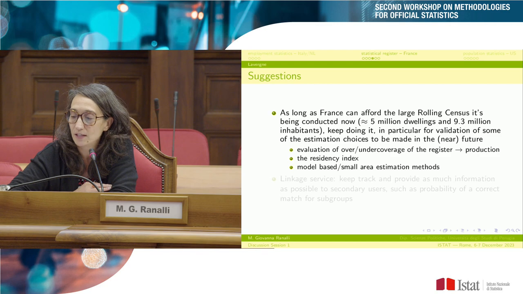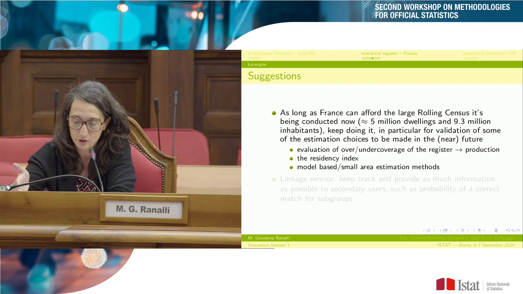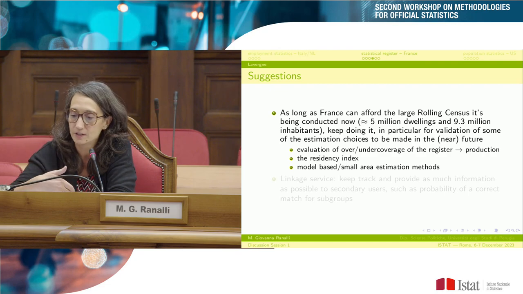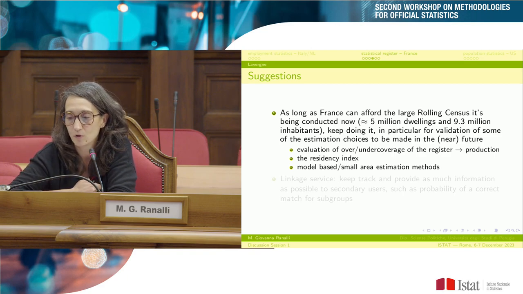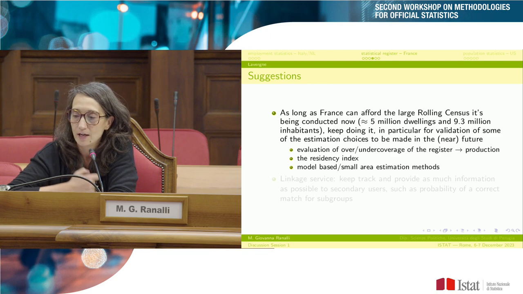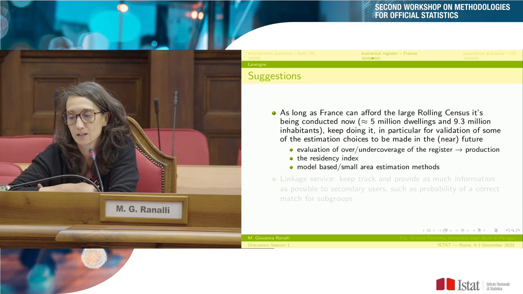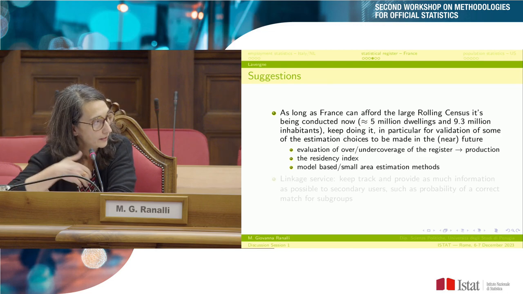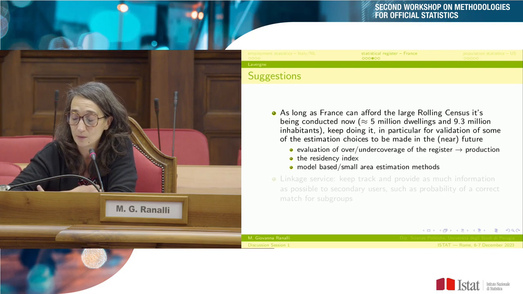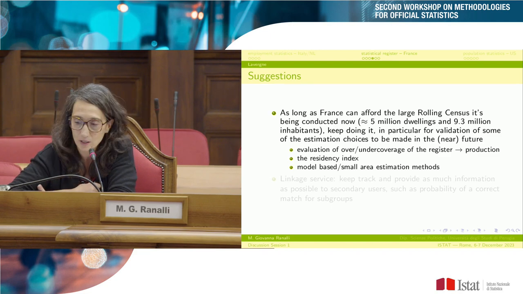This is particularly for validation, because in both papers we could see that there are a lot of choices that are made, and all these choices need validation. So, for example, as you said, the evaluation of over and under coverage of the register. This is very close to what Professor Wu showed us in the morning. The census is really your reference sample that you can use to validate everything else that you have in the registers. It's also something that you can use in all the choices that you have to make in the residency index that you mentioned.